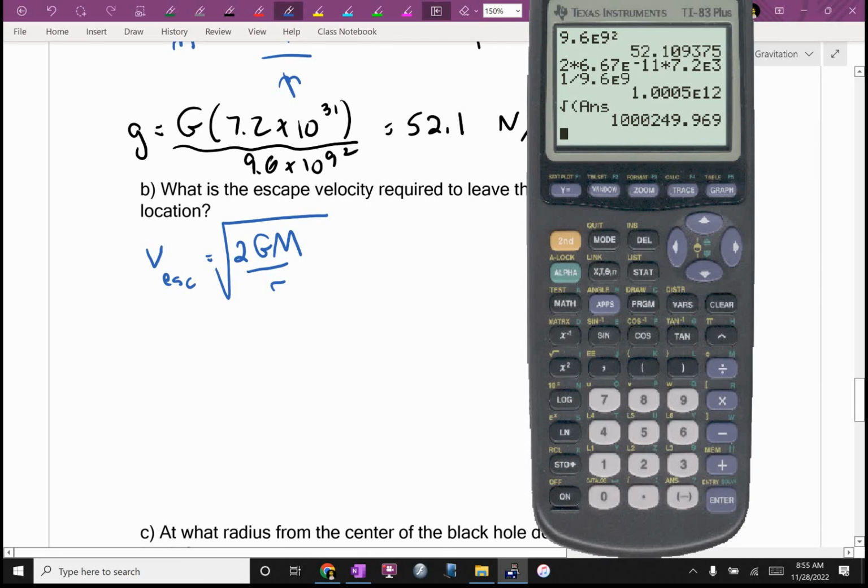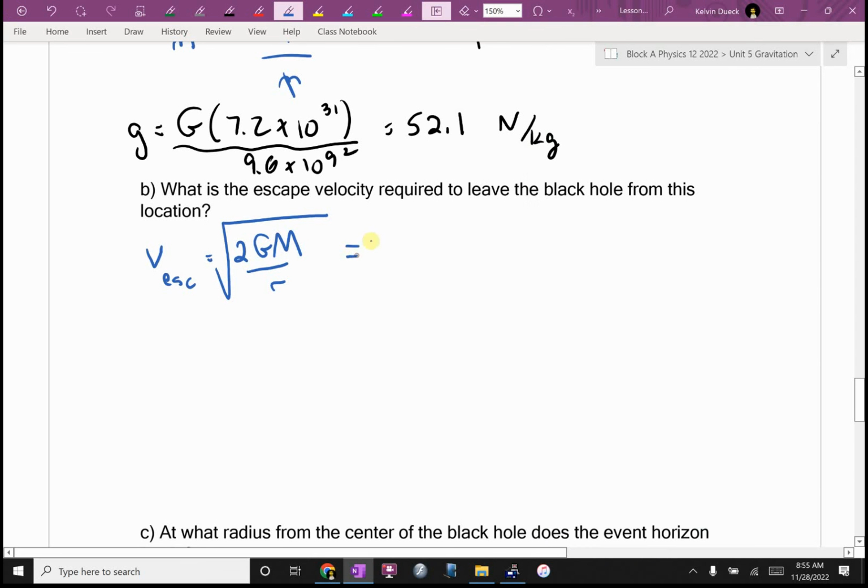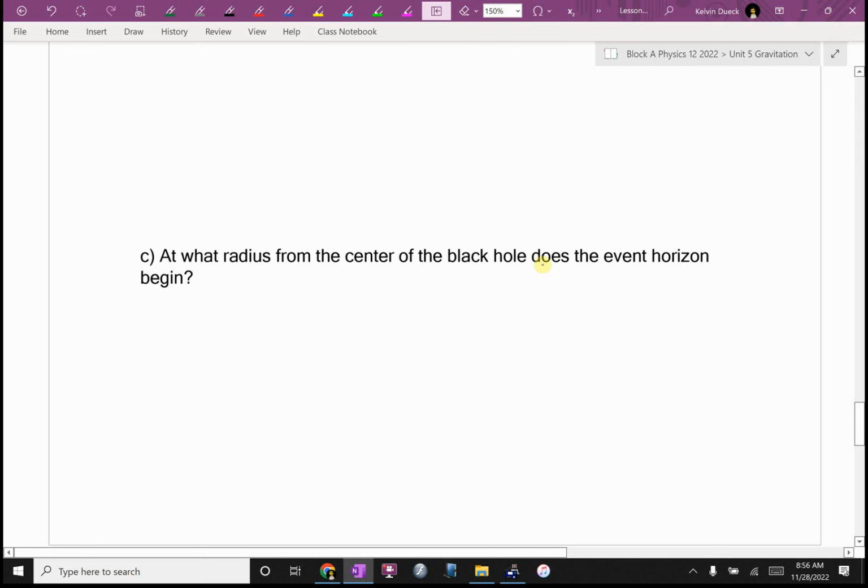Double check me, that's what I got. I might be wrong. Is that what you got as well? Okay. 10 to the 6 is what? About 1 million meters per second. Okay. C. Is that all right?